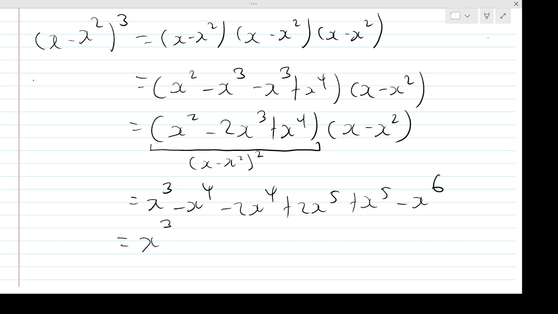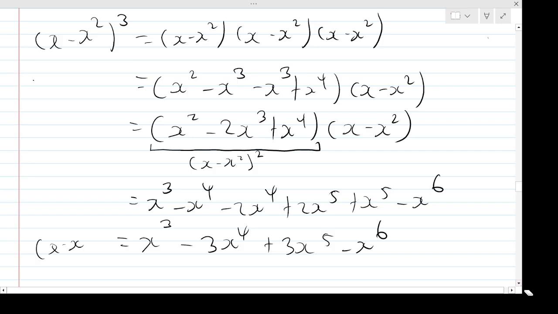So we have x cubed, then minus x to the 4 minus 2x to the 4 is minus 3x to the 4. Then 2x to the 5 and x to the 5 is plus 3x to the 5. And we have minus x to the 6. And that is the bracket cubed, right? That's x minus x squared, all to the power of 3.